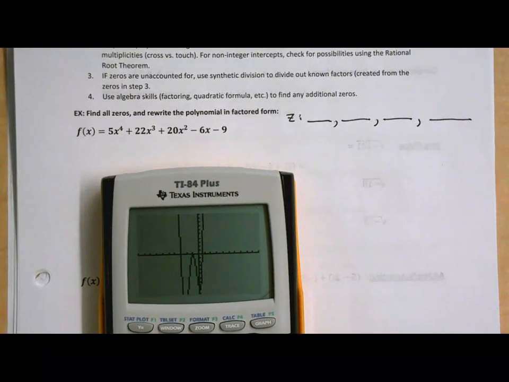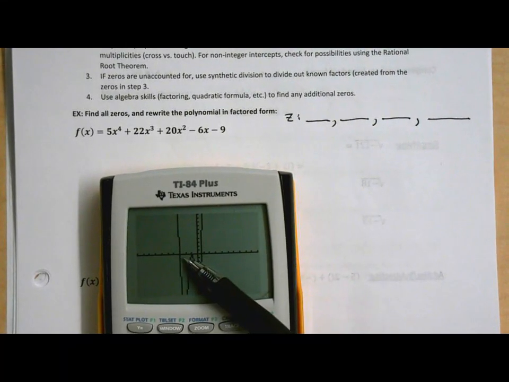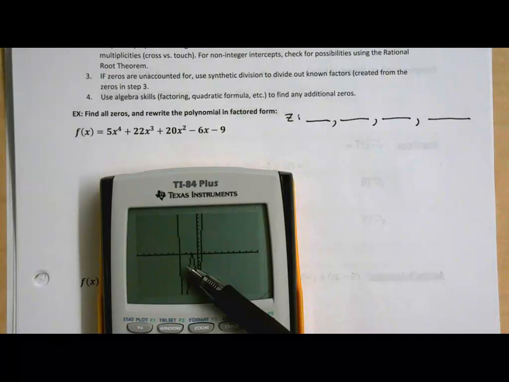So looking at that, give me a guesstimate. What does it seem like? Can you kind of eyeball and see where that is? What would be your best guess? -3. Are we certain it's -3? Could it be like -3.1 and our calculator just isn't sharp enough to show that difference? It could be. So let me show you.